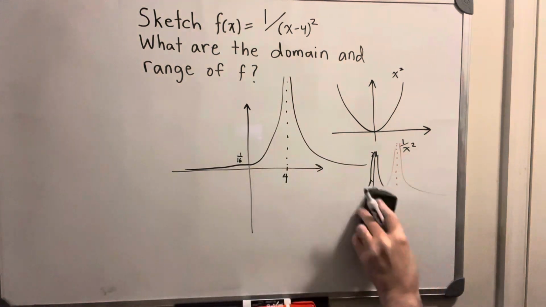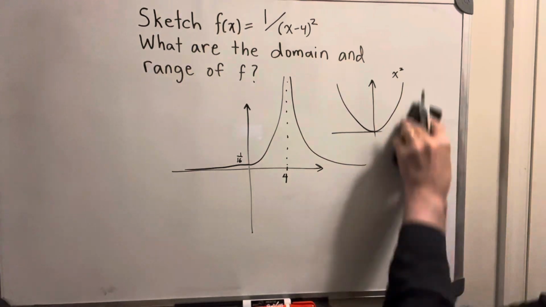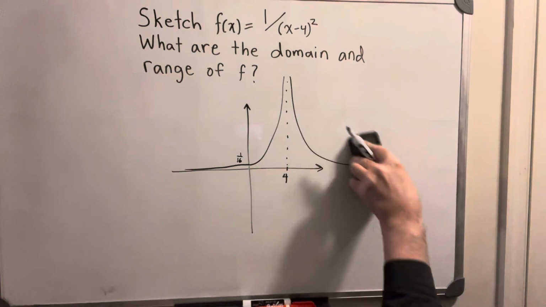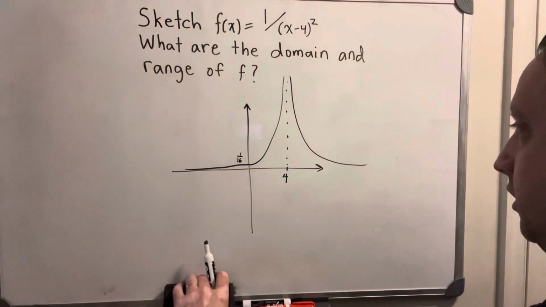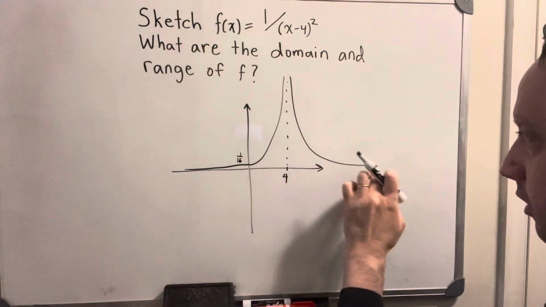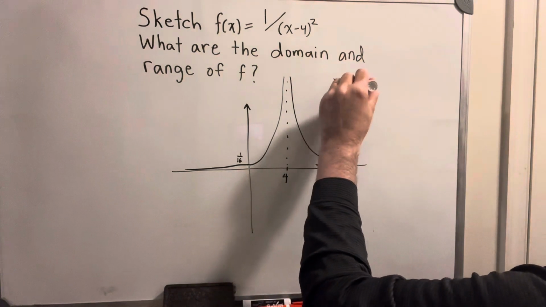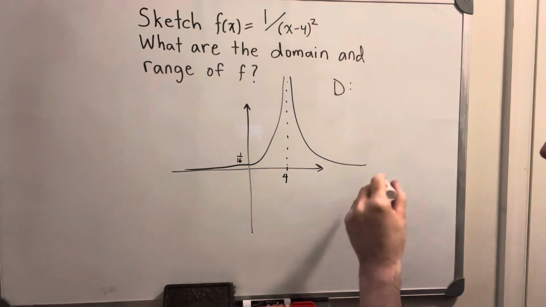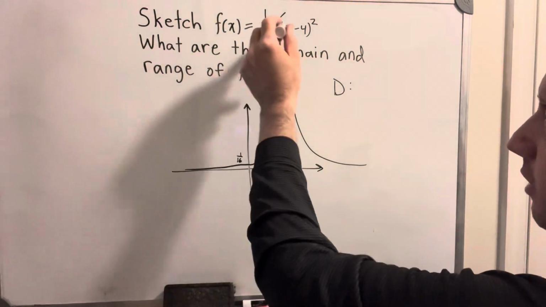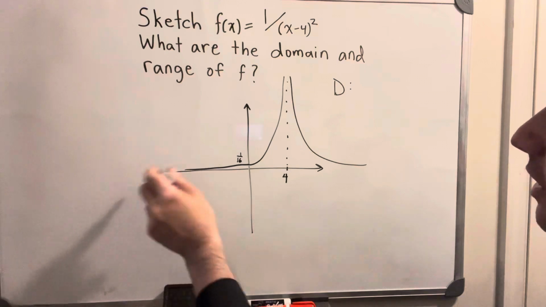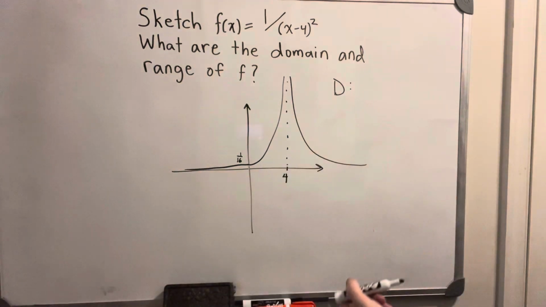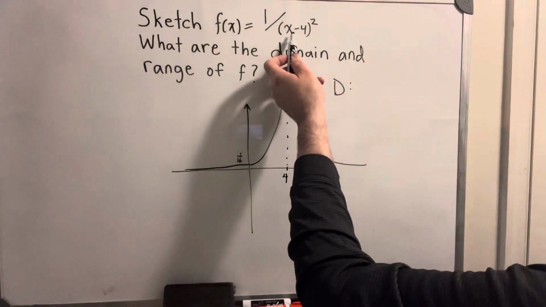So here it is. This is what the sketch of the function looks like. You know, these sides are supposed to look the same. Question is, what is the domain? Can this function take any value between negative infinity and infinity? Or is there one certain value that it cannot take? What value can it not take?